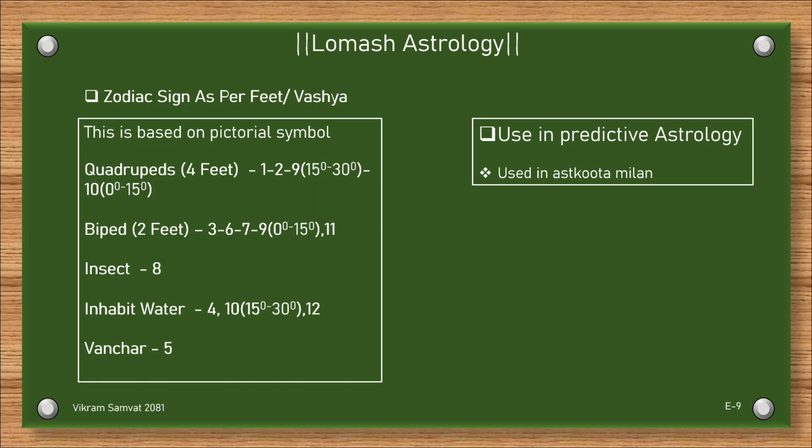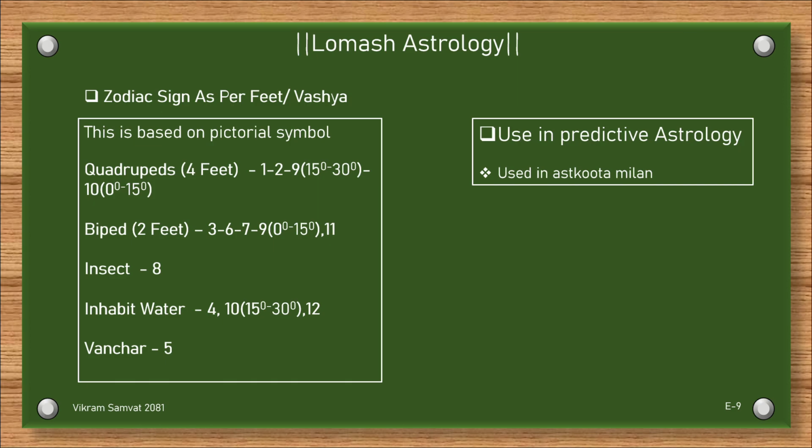Then the second main use which I have seen is in Ashtakoot Milan or Kundli Milan for marriage purposes. The bride and groom's birth charts are taken, and there are a total of 8 parameters which are matched. This is one of the parameters, which gives 2 points maximum. So how does it work?